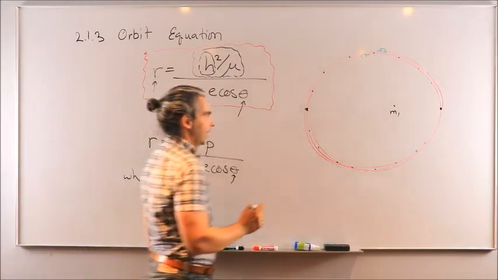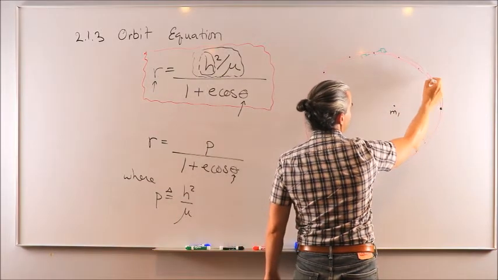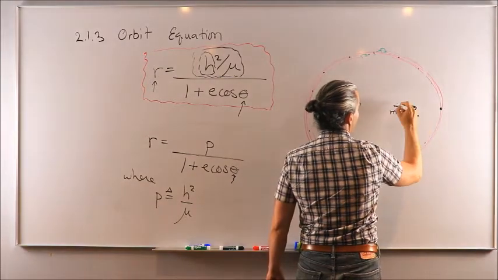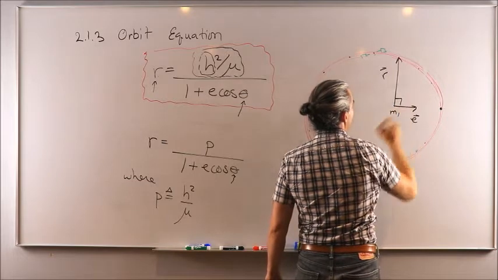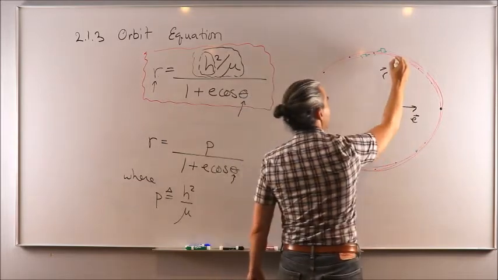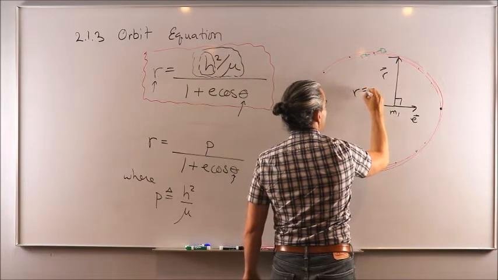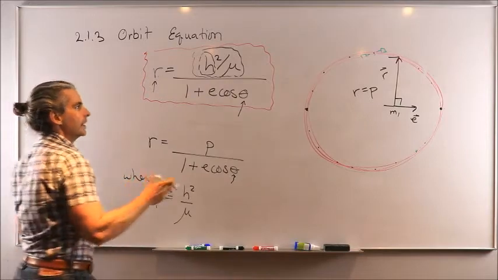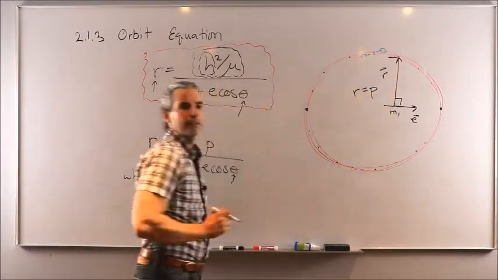So that means that r is equal to something else, and boom, whenever the angle between the eccentricity vector and the position vector is exactly 90 degrees, that distance, or the norm of your position vector r, becomes exactly equal to p. Okay, so p is that distance from M1 straight up along the orbit.